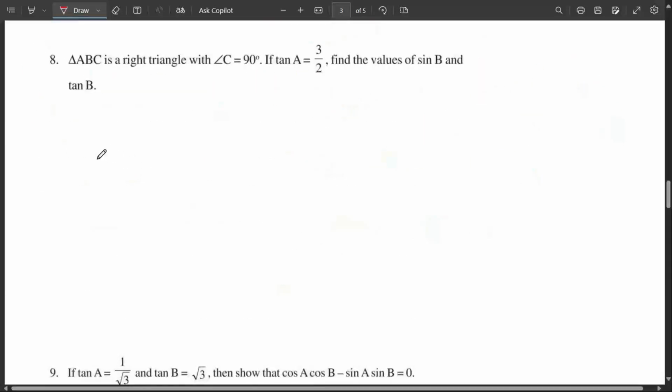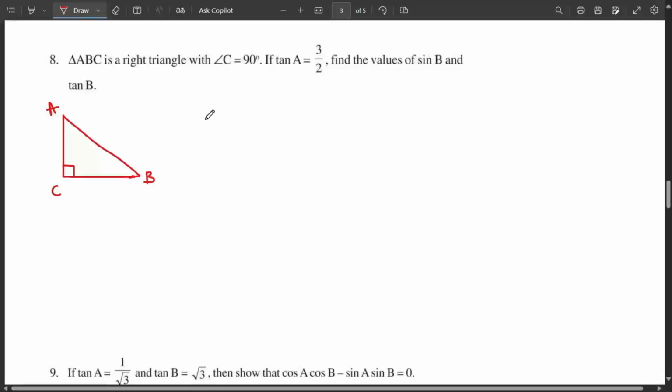So in the eighth question, it is given that triangle ABC is a right triangle with angle C equal to 90 degrees. So there is a right angle triangle with angle C equal to 90 degrees. We are supposed to find the values of sin B and tan B. Since we need to find the value of sin B and tan B, I will be considering this particular vertex to be B and this vertex to be A.